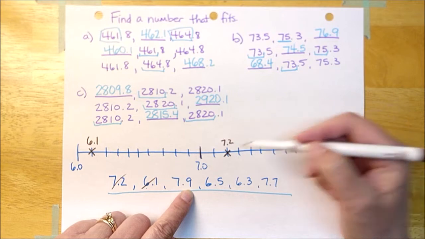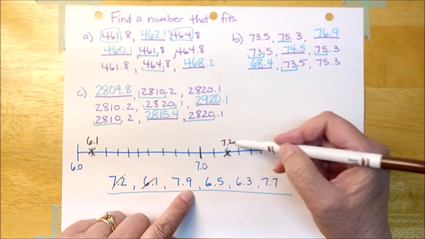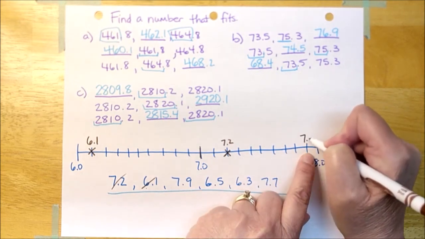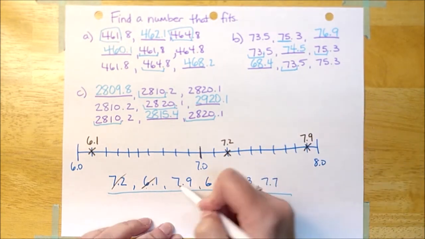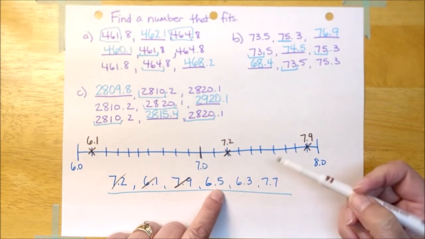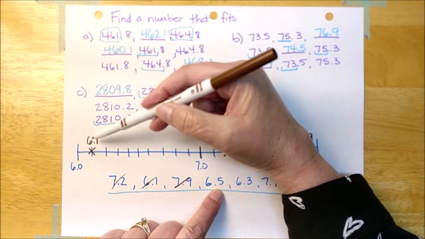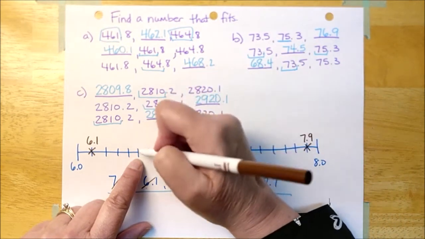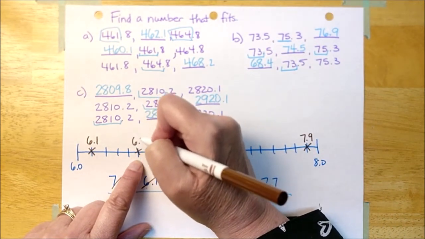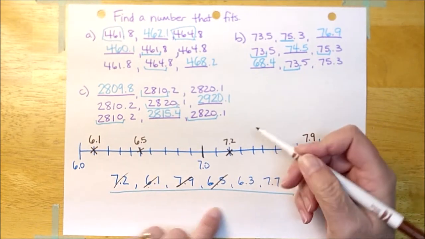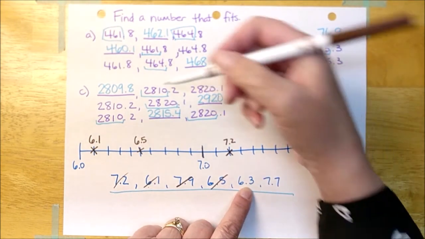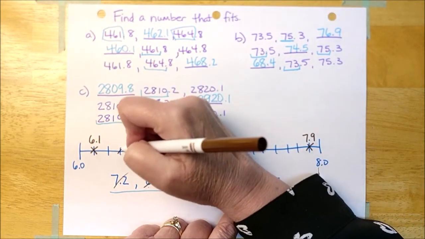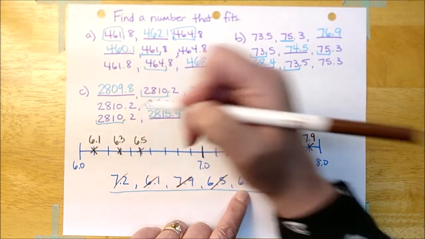7 and 9/10, so here's my 7, 2/10, 3, 4, 5, 6, 7, 8. This one has 9/10, so this would be 7 and 9/10. 6 and 5/10, so at 6 again, 1/10, 2/10, 3/10, 4/10, 5/10. So here would be 6 and 5/10. 6 and 3/10 would be falling in between these, 6 and 2/10, 6 and 3/10. So this would be 6 and 3/10.